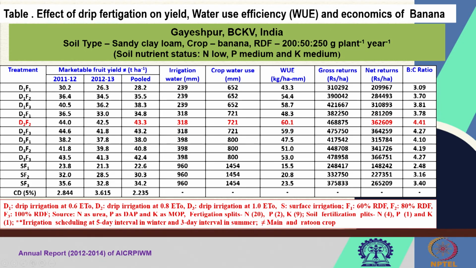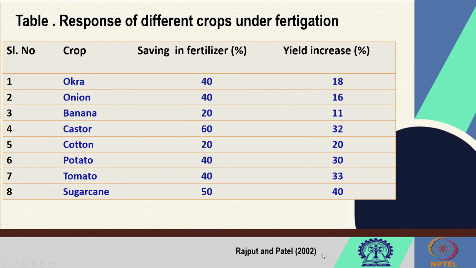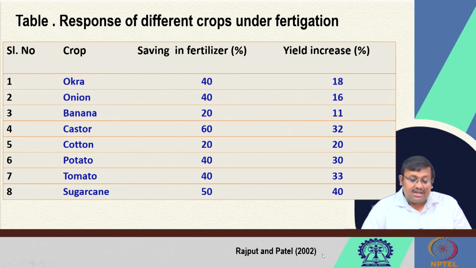Water use efficiency is 60 kg per hectare millimeter, and you can see net returns is also increasing. So, this is an example of the effect of drip fertigation on yield, water use efficiency and economics of banana. Also, if you see the response of different crops under fertigation, we can see that saving in fertilizer for different crops varies from 20 to 60%.